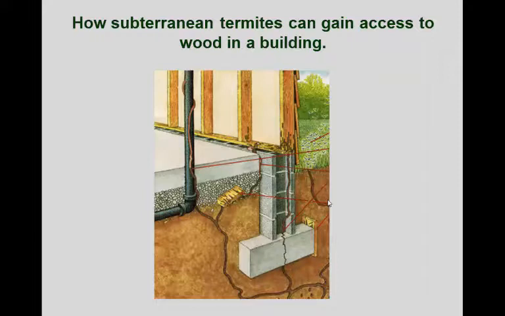Now, how do the termites eventually get up to the wood structure? Remember that the wood structure, there should be a sill plate or a footer, a plate that goes right here, then the joist on top of that.